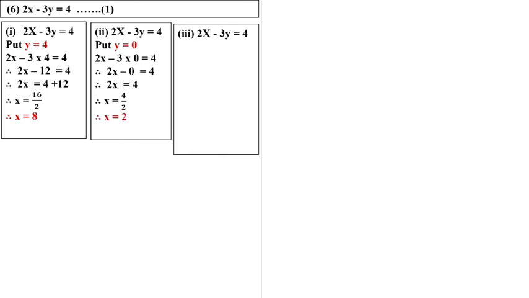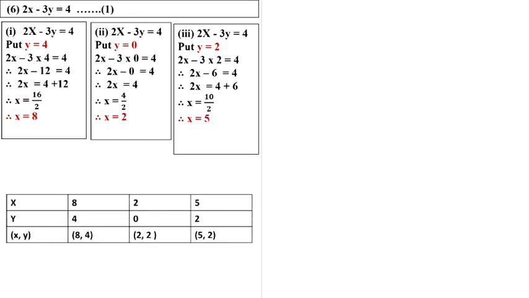Now the third one, 2x minus 3y equal to 4. Here we will take the y value as 2. So 2x minus 3 into 2 equal to 4. 3 times 2 is 6. Minus 6 will go to the right side and become plus 6. So 10 divided by 2. 2 times 1 is 2, 2 times 5 is 10. Fill the boxes with the given values we have taken and what we got, to draw the graph.